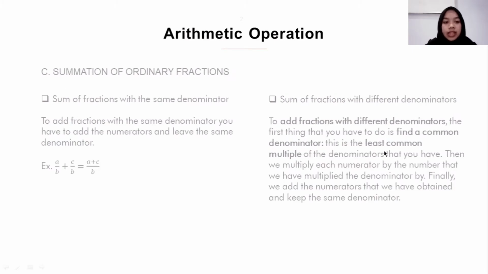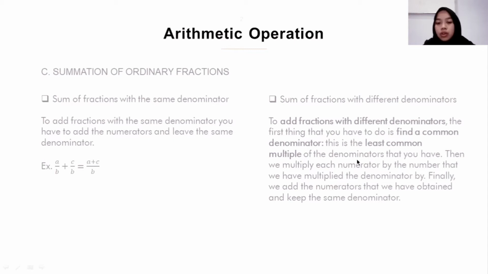Okay. And then summation of ordinary fractions. Sum of fractions with the same denominator. To add fractions with the same denominator, you have to add the numerators and leave the same denominator. For example, a over b plus c over b is equal to a plus c over b. Here the numerators are a and c, and the denominator is b. This is the same denominator.